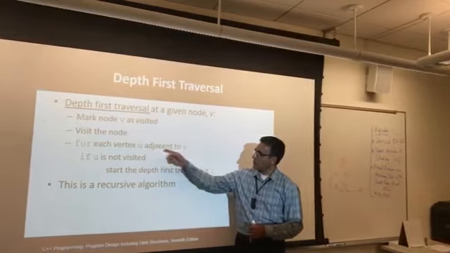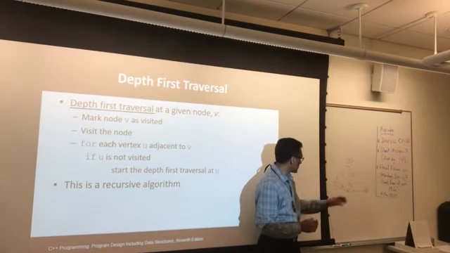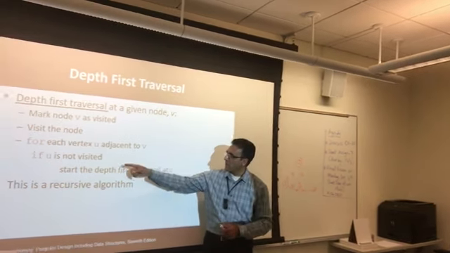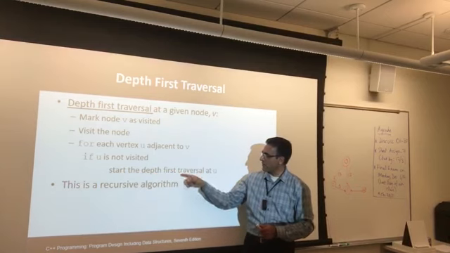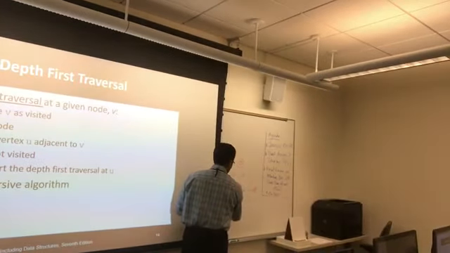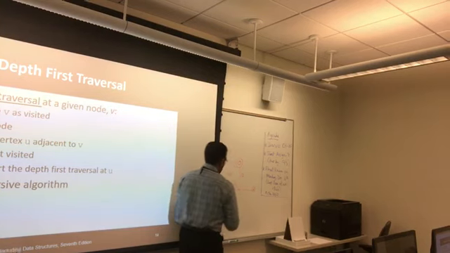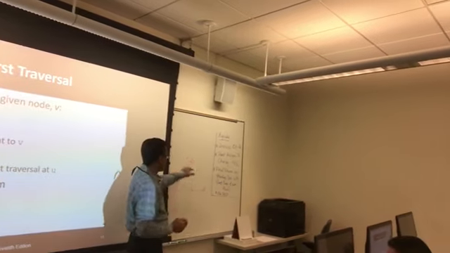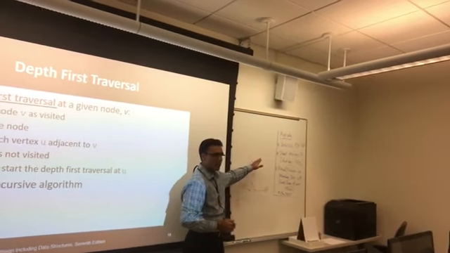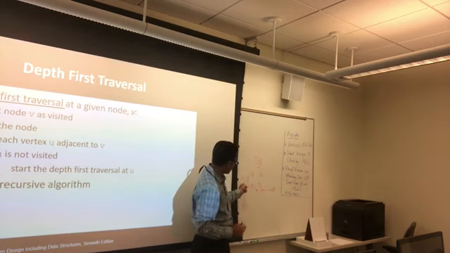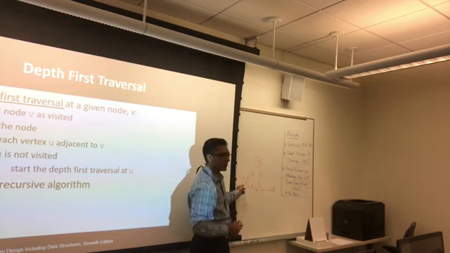And for each vertex U adjacent to V, let's assume this is U, this is V. So when you go from here to here, if U is not visited, start the depth first traversal at U. So if this is V, this is U, and you have visited V, mark that one as visited by your pointer. There'll be some kind of variable. And then you go to U vertex.